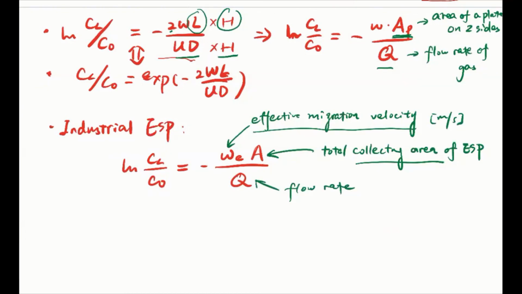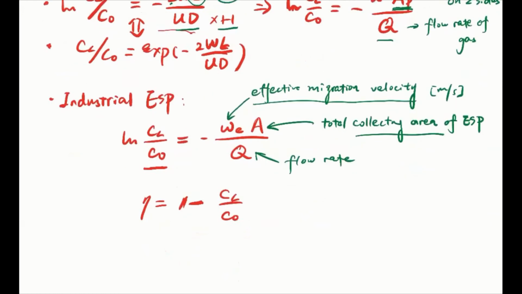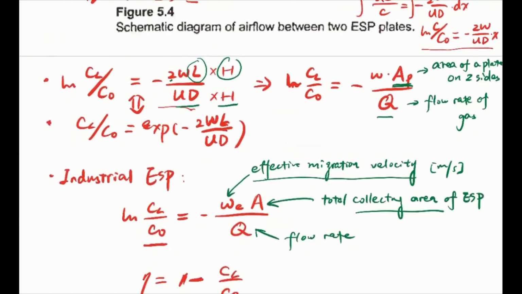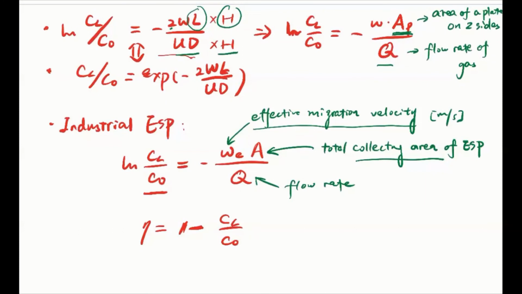Okay, so with this equation, we can calculate what is the concentration of particles at the end of the ESP, and then we can use this equation to calculate what is the efficiency, because efficiency is just 1 minus this term here. So we will talk more about this equation later on in our next class. Okay, so I think this class will also derive some equation here. I hope you understand how the ESP works, right? Why we have this equation to calculate the efficiency.